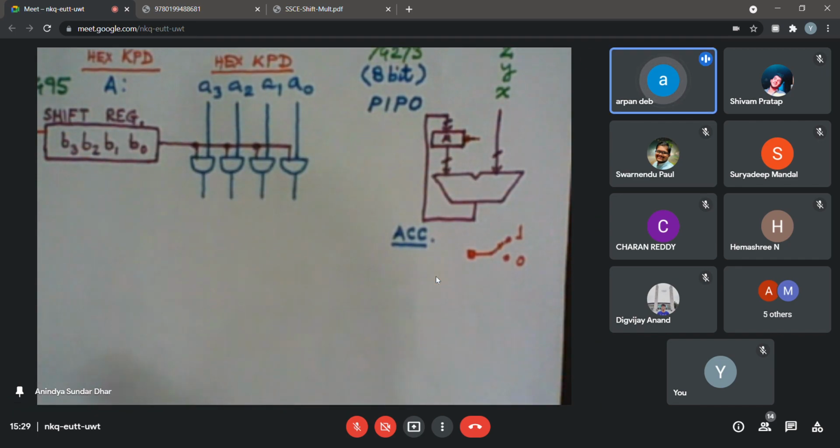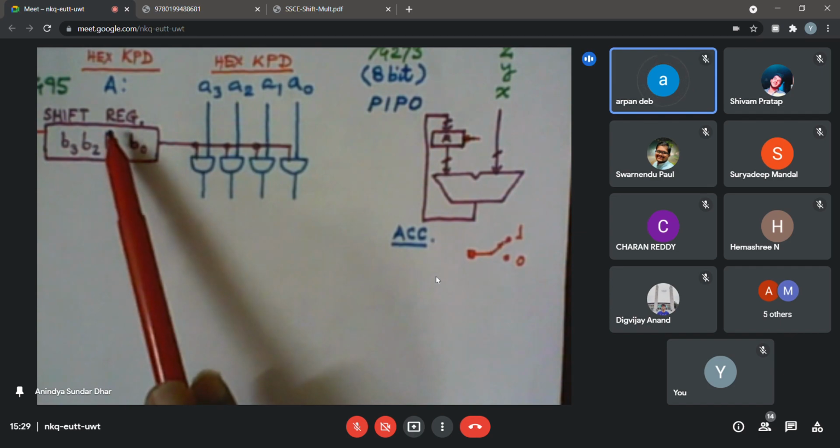Can you explain that part again? I missed out that part, the load line of the shift register. Can you say that again? This shift register.